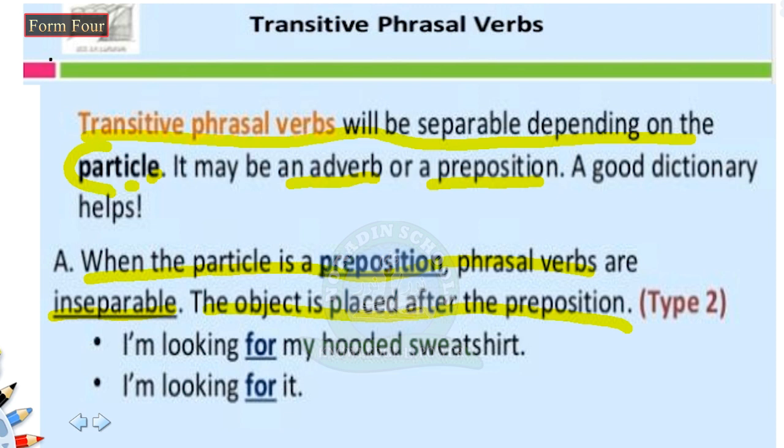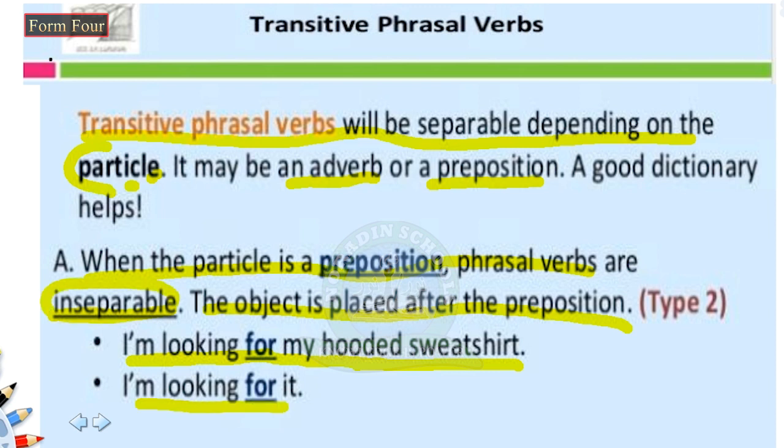For example, I am looking for my heated sweatshirt. Looking for is a phrasal verb. But for is not an adverb, because in phrasal verbs we combine a verb with particles, either adverbs or prepositions. If you have a preposition, it is inseparable. For example, I am looking for my pen. For, is it an adverb or a preposition? It's a preposition, so it cannot be separated.